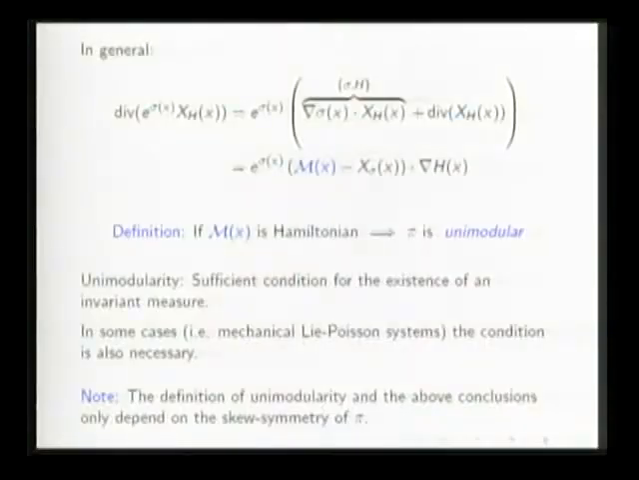Now, what I want to say here is that this definition of unimodularity and the conclusions that I just drew out of it only depend on the skew symmetry of the structure. I have not used the Jacobi identity. If you use the Jacobi identity, then you can talk about modular classes of Poisson manifolds and things like that, which I do not want to get into in this talk.